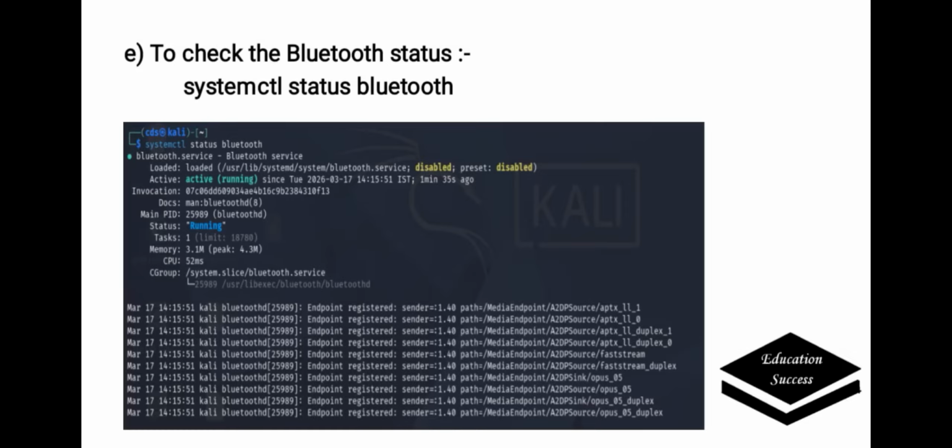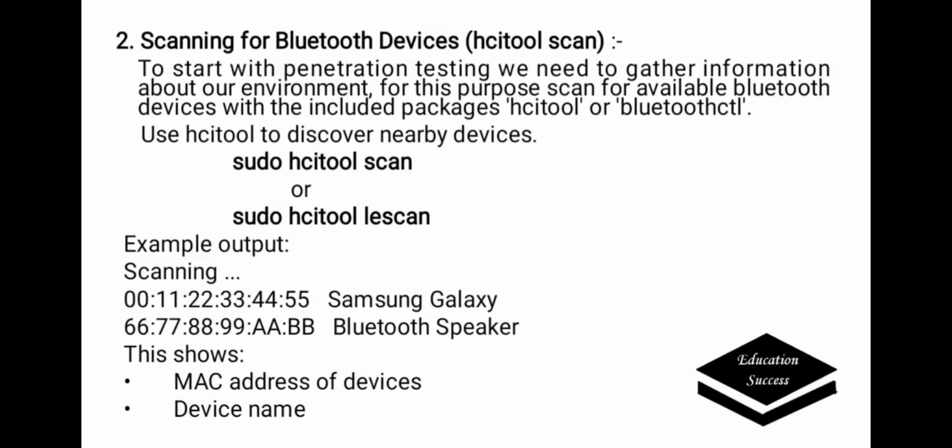Once our Bluetooth is running, now we can scan our Bluetooth devices. So the next step is scanning the Bluetooth devices using hcitool scan. To start with penetration testing, we need to gather information about our environment. For this purpose, scan our available Bluetooth devices with the included package hcitool or bluetoothctl. We can use the command sudo hcitool scan.